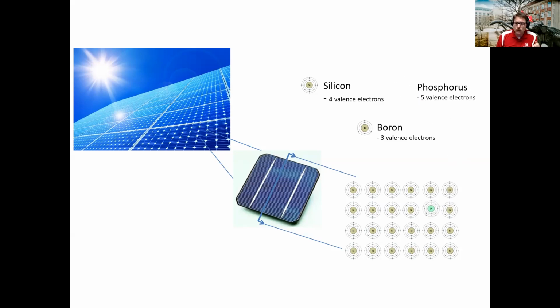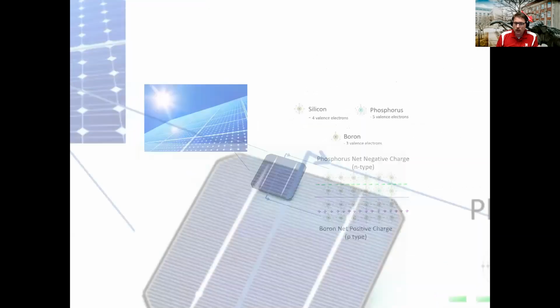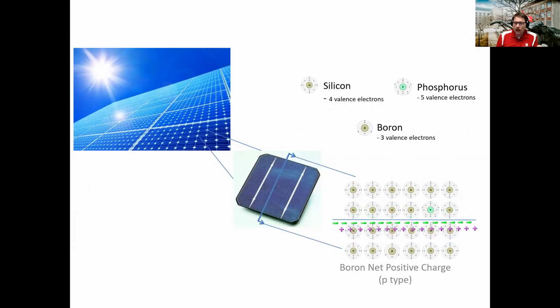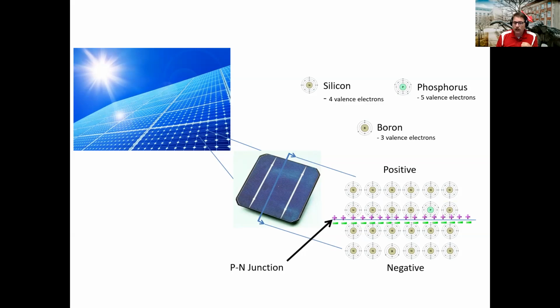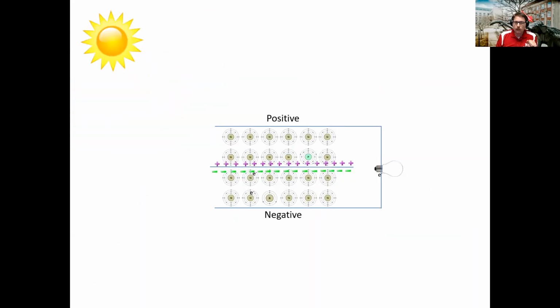Some phosphorus is put into some of the silicon, and some boron is put into another part of the silicon, and an electric field is created where phosphorus gives us a net negative charge and boron gives a net positive charge. Then a natural electric field is created inside that solar cell, with a positive side and a negative side, and they call that the PN junction, the positive-negative junction. This is what we would see if we were to cut that cell in half and look at it from the side. Let's look a little bit at the movement of the electrons and the electricity.